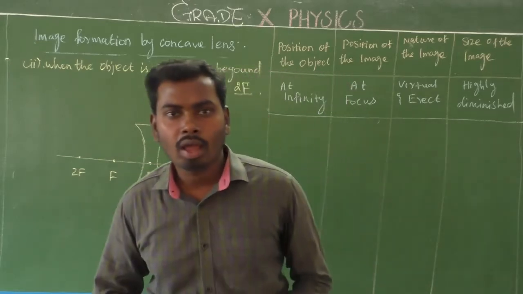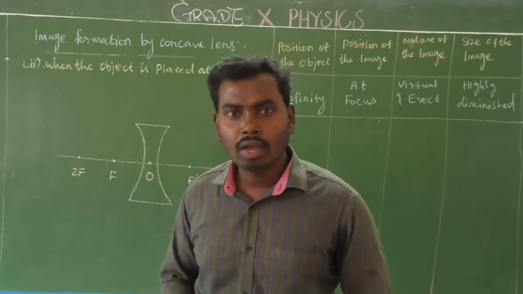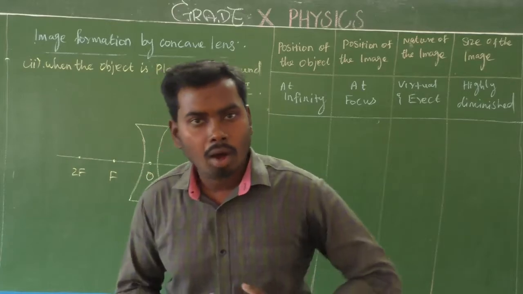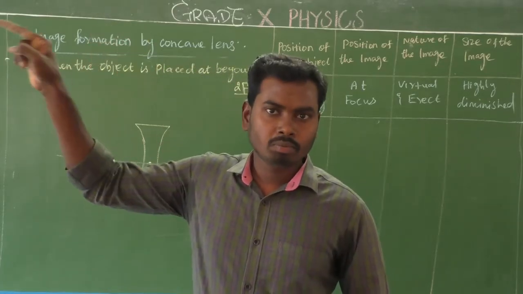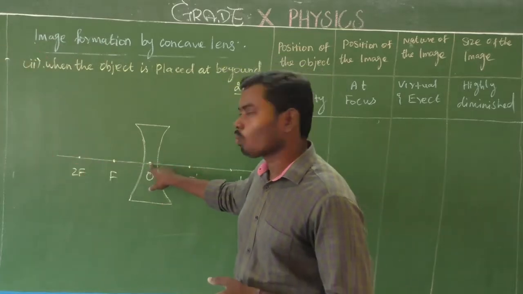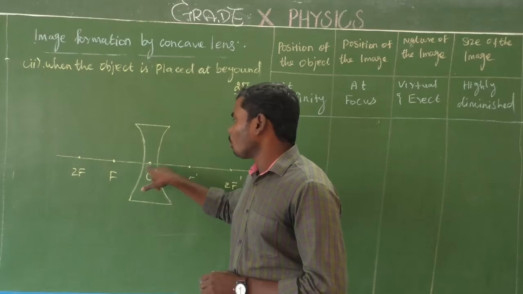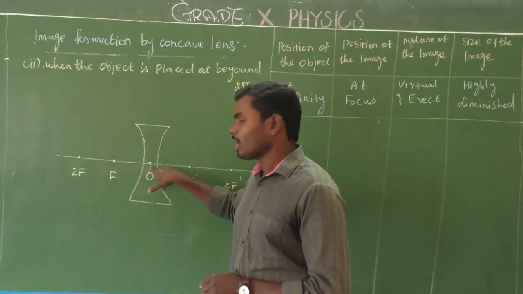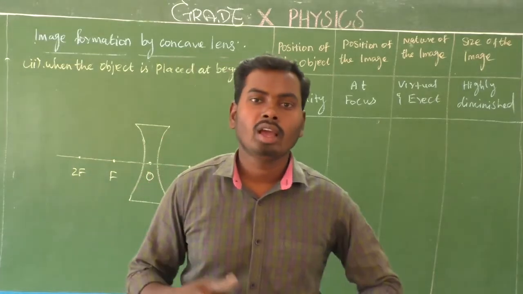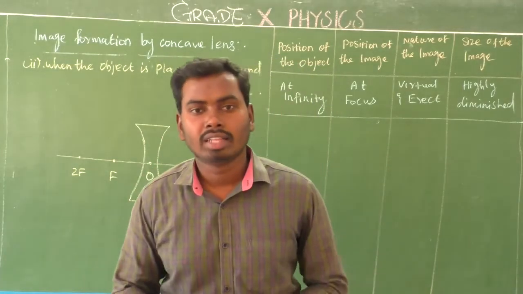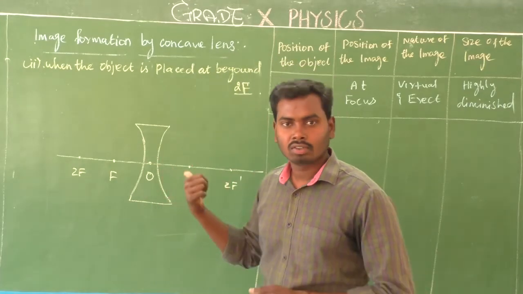That's why I said the concave lens is a special lens. In a concave lens, if we place the object anywhere between infinity and the optical center O, the image will be formed between this O and F. That is a rule. Is it clear? That's why the concave lens is a special lens. We will see it one by one.